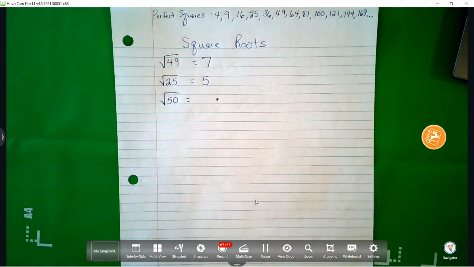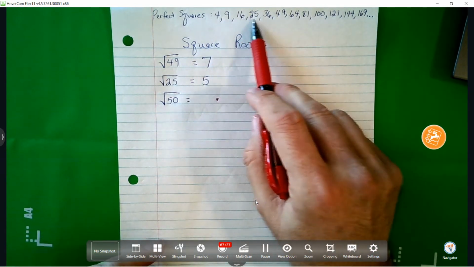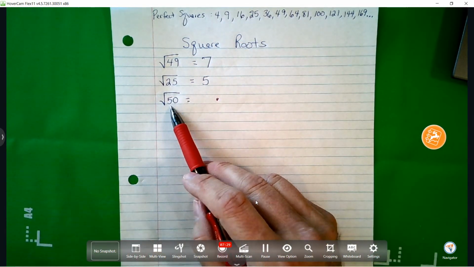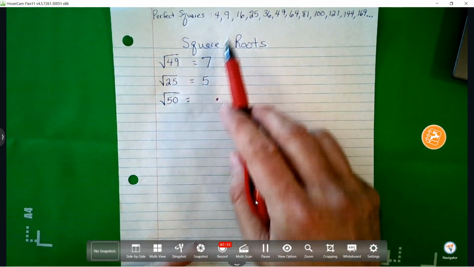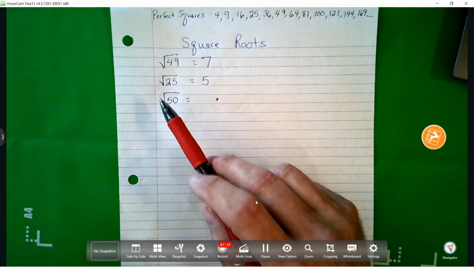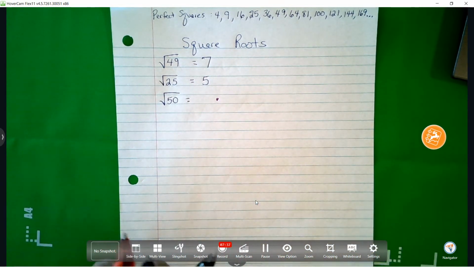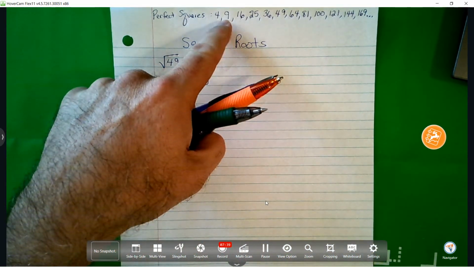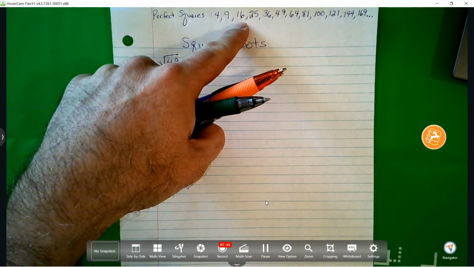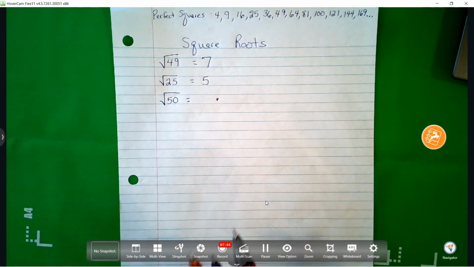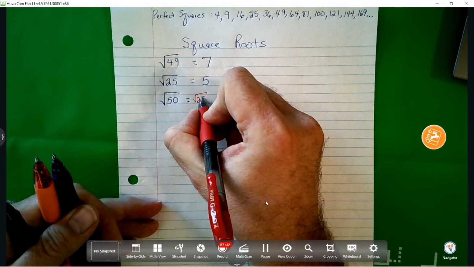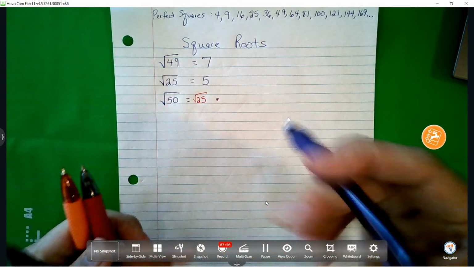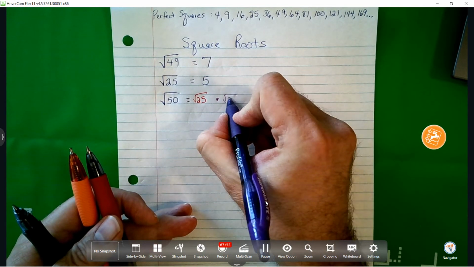What perfect square divides evenly into 50? What's the biggest one of these numbers that divides evenly into 50? Like 25 divided by 4? Well, no. 25 divided by 9? 16 doesn't divide into it. But 25 divides evenly into 50. 25 times what would give us 50? 2.